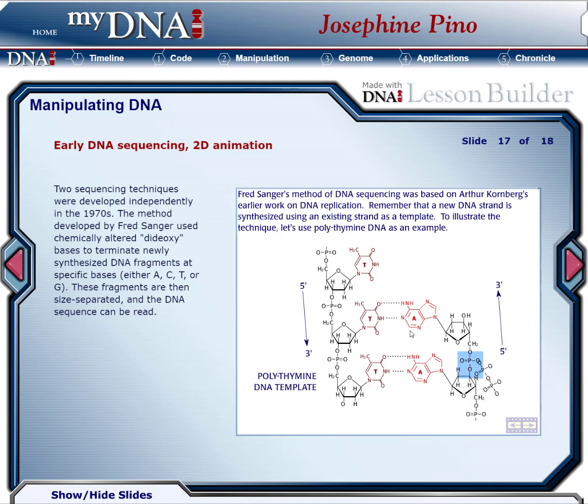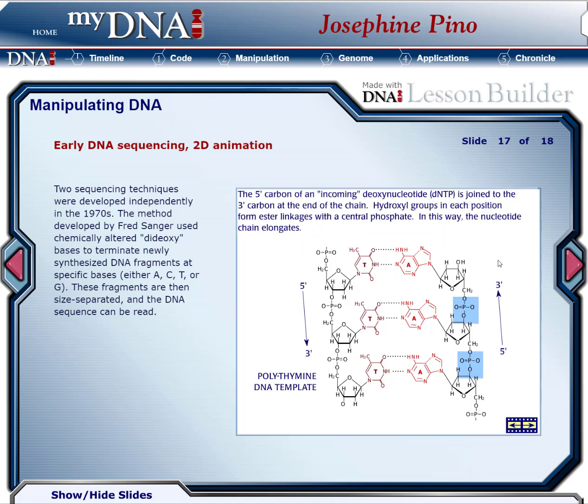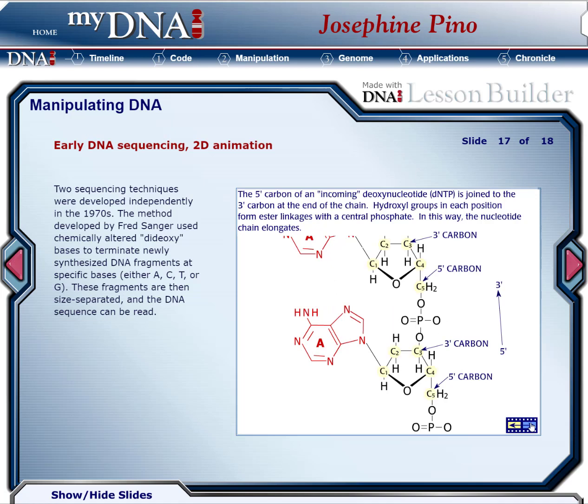dATP. Boom. Another dATP. Boom. Okay, there's the phosphate and ester linkages. Alright, but as we go to the next slide, it says 5' of an incoming deoxynucleotide, dNTP. So I'm just taking note of those different nucleotides, dNTP. So we saw a dATP and a dNTP. I wonder what those are. Okay, we identified that.